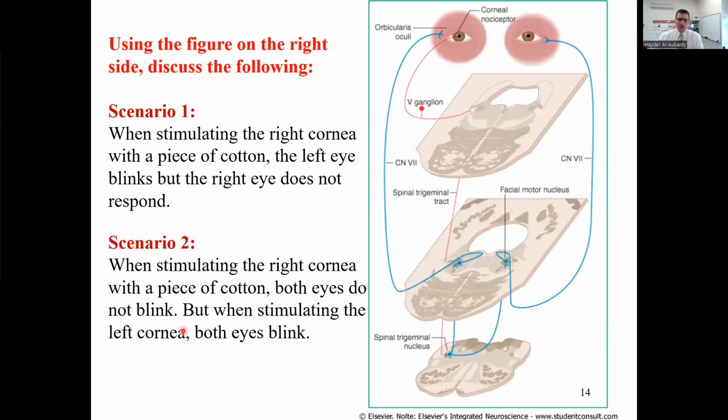The other scenario is when stimulating the right cornea with a piece of cotton, I still consider this the right side, both eyes do not blink. There is no blinking, but when stimulating the left cornea, both eyes blink. So what's the situation here? Damage to the motor or sensory component?